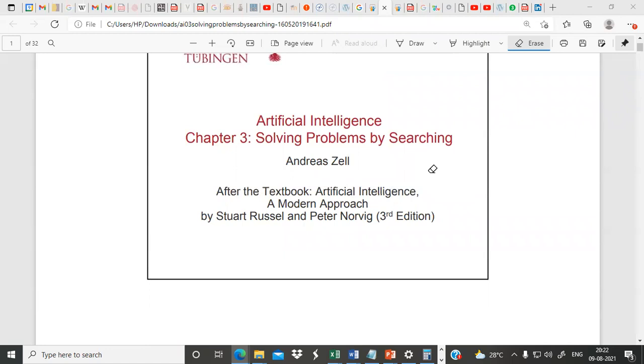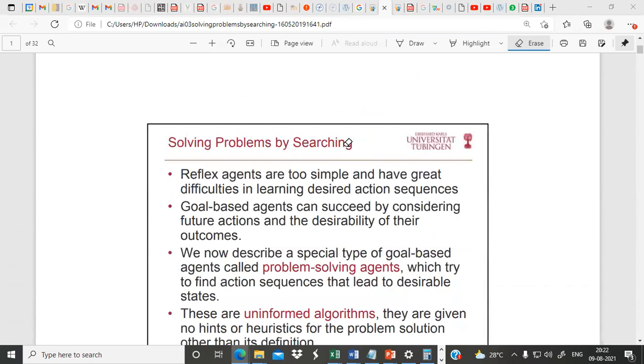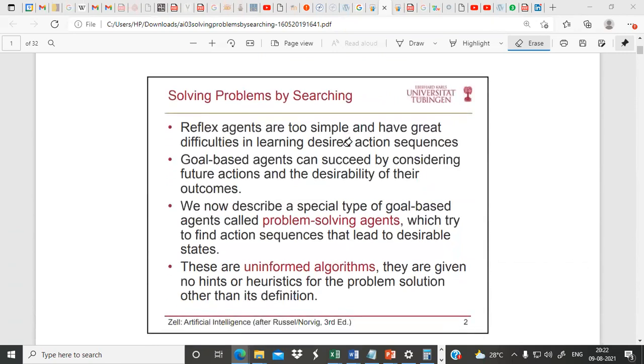Yeah, welcome. So the topic we'll be discussing in this lecture is solving problems by searching. In the last class, we discussed different types of agents like reflex agents, goal-based agents, utility-based agents, learning-based agents, all those things. So in this lecture, we'll be focusing on problem-solving agents: given a problem, how an agent can solve it. We just give the problem, and we expect the agent to provide a solution.